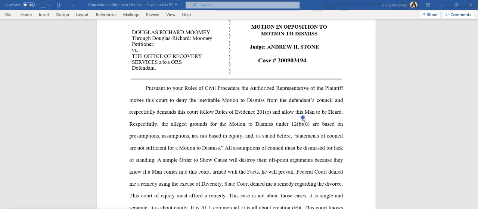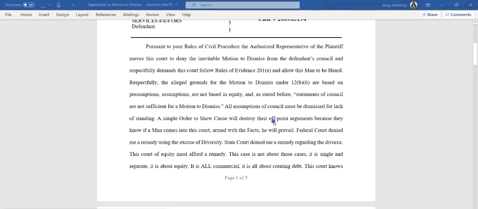I'm basically putting in my motion in opposition to their motion that under the rules of evidence, I would like to be heard. Respectfully, the alleged grounds for the motion to dismiss under 12b-6, that's what they always go with, failure to state a claim, are based on presumptions, assumptions, are not based in equity, and as stated before, statements of counsel are not sufficient for a motion to dismiss. We went through that. Trinsley versus Pagliaro. All assumptions of counsel must be dismissed for lack of standing.